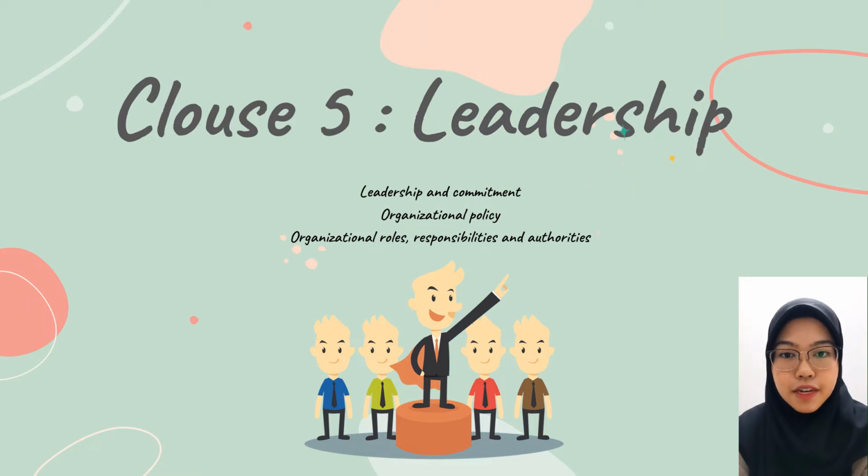Next is Clause 5. Clause 5 is leadership. It has 3 main points, which are leadership and commitment, organizational policy, and organizational roles, responsibilities, and authorities.